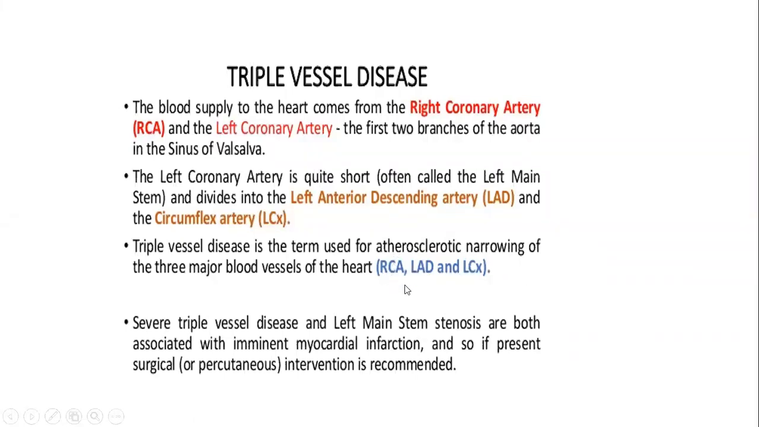Ye ab aapko point nahi bhoolna chahiye from examination point of view. Right coronary artery, left anterior descending, and circumflex artery. Ye tino arteries jab heart ki block ho jati hain, is condition ko, is disease ko kya kehte hain? Triple vessel disease. So kaun si teen vessels ब्लॉक होती हैं, राइट कोरोनरी आर्टरी, लेफ्ट एंटीरियर डिसेंडिंग एंड सर्कमफ्लेक्स ब्रांच. ये दोनों किसकी ब्रांचेस हैं? लेफ्ट कोरोनरी आर्टरी की और राइट कोरोनरी आर्टरी.